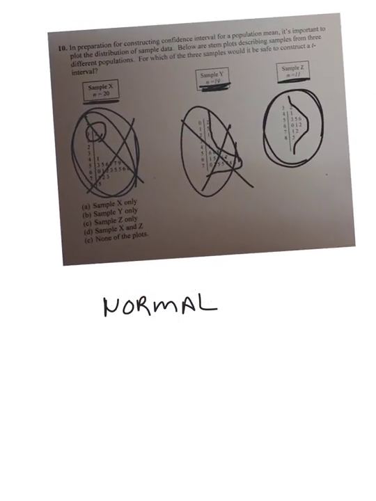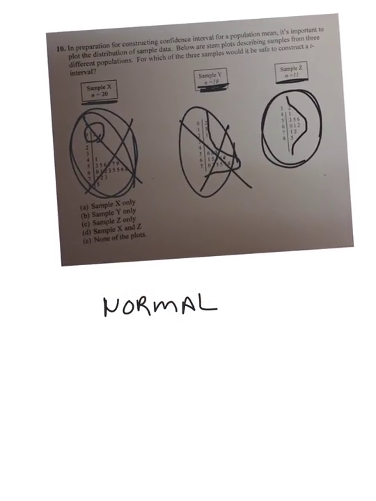So the only one that would really work out for us is Z. You got to be careful though. If the sample size is 30, it doesn't matter what the distribution looks like at all. We don't care, even if it was this one with this outlier or this one. If it had 30 in there, we'd still be good. But sample sizes are all less than 30. So where are we at? Our choice is going to be sample Z only, right there. And that is choice C.